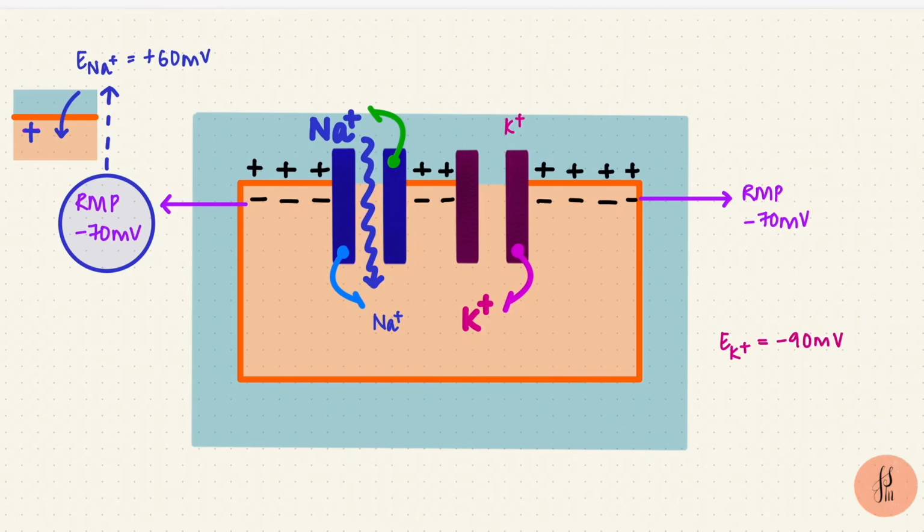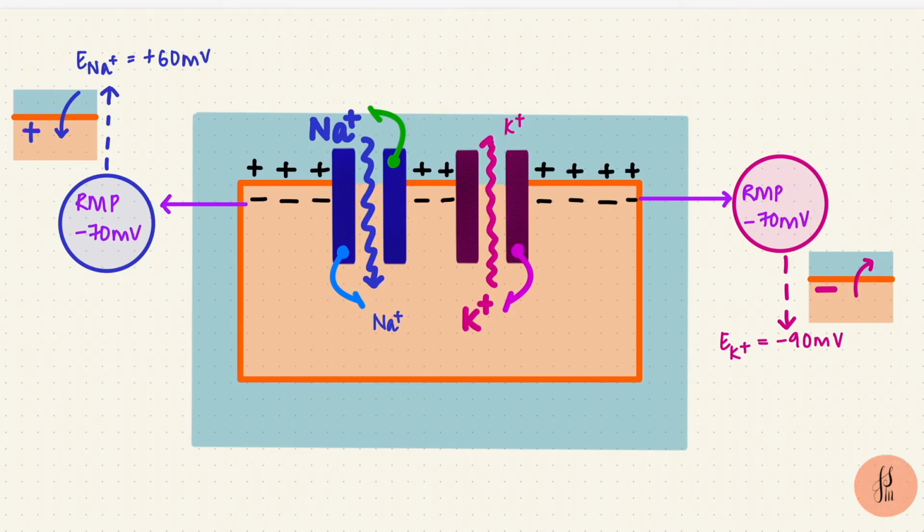Negative 90. They have to bring that negative 70 towards negative 90. To make it more negative, how would these positive ions move? They will leave the cell. So when the channels open, sodium ions enter the cell and potassium ions leave the cell. If the membrane potential were to cross the equilibrium potential, the direction of movement of that ion would change. That's why the equilibrium potential is also called the reversal potential.